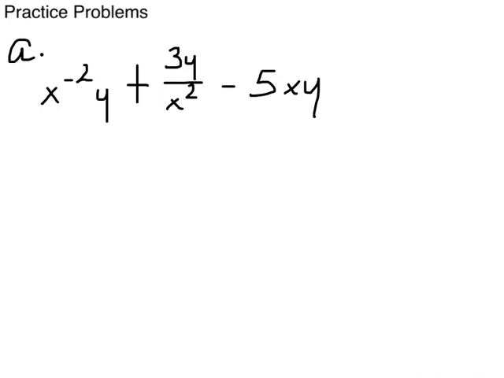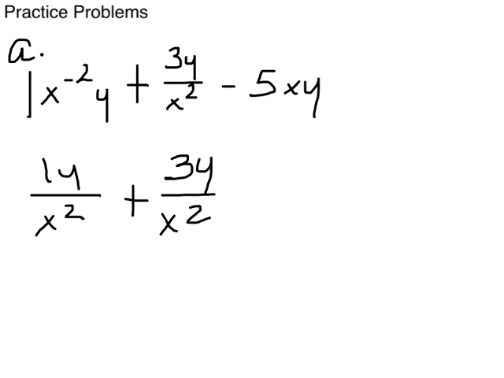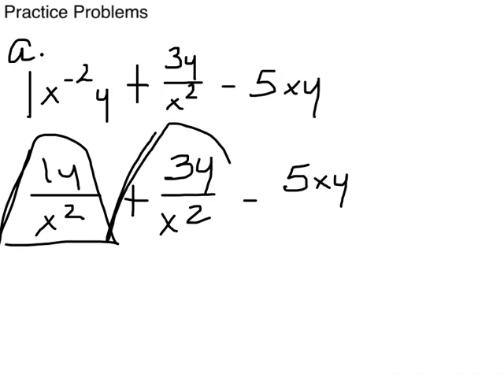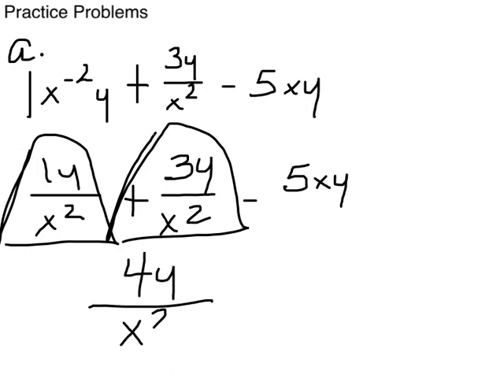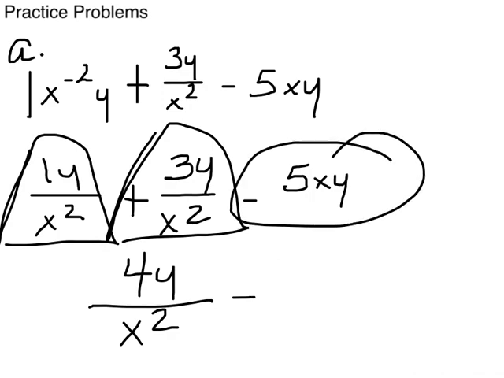All right, let's work some practice problems. It doesn't tell you in your directions how everything has to be. So I usually find it helpful to have everything positive and go for that. All right, so I'm going to put a 1 right here. And I've got 1y over x squared plus 3y over x squared minus 5xy. Now, this term and this term are like terms and can be added. So 3 plus 1 is 4y over x squared. This cannot be added to anything, so I simply bring it down. And this is my final answer.